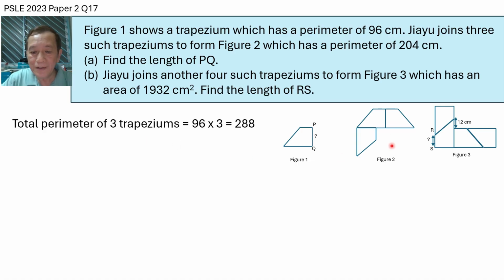The reason is perimeter refers only to the outer edges. This plus this plus this plus this plus this plus this plus this. We do not include those lines that are inside the figure.